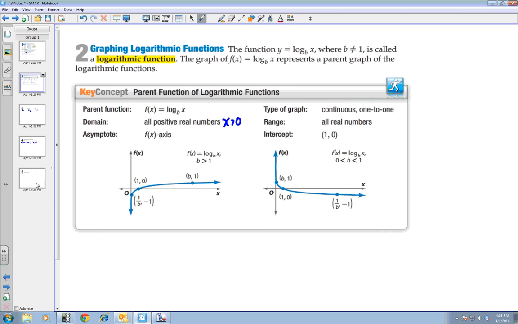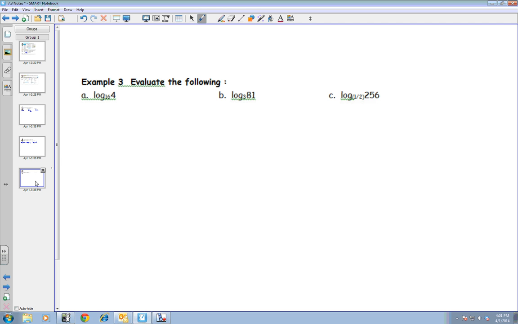Okay, so let's look at the last type of problem you're going to have. Anytime you see the words evaluate and you have logarithms, the first thing you're going to do is set this equal to x. So we're going to set all these equal to x. And then to evaluate, we're going to rewrite it in exponential form. Okay, so when I rewrite this in exponential form, I'm going to locate my base. Well, my base is 16. My exponent is x equals 4.